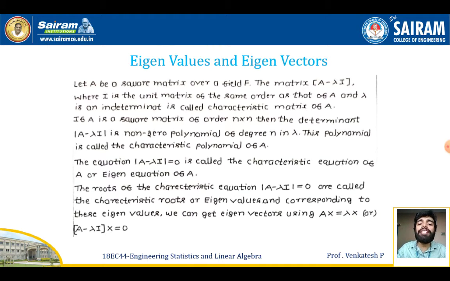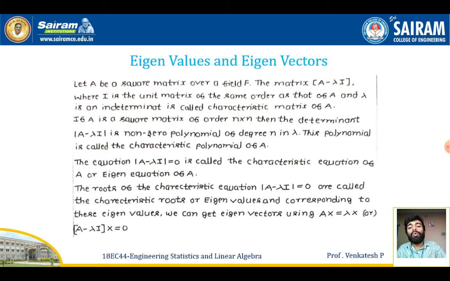So now if A is a square matrix of order n cross n, then the determinant of A minus lambda I is a non-zero polynomial of degree n in terms of lambda. So this polynomial will be called the characteristic polynomial of the matrix A. So now the equation determinant of A minus lambda I is equal to 0 is called the characteristic equation of A, or the eigen equation of A. It can be very useful in finding the eigenvalues.